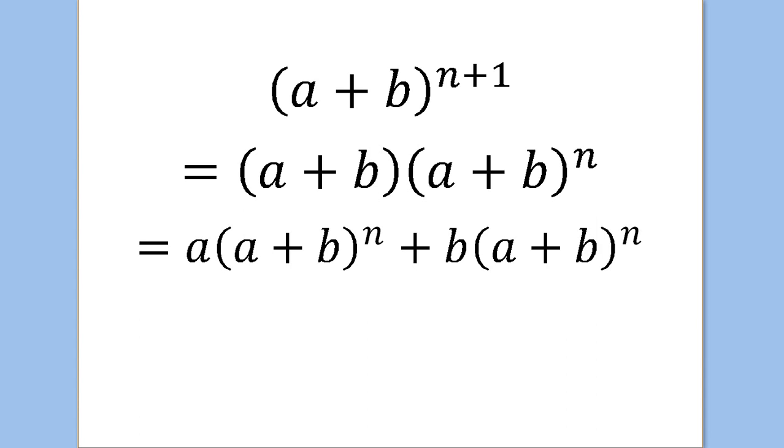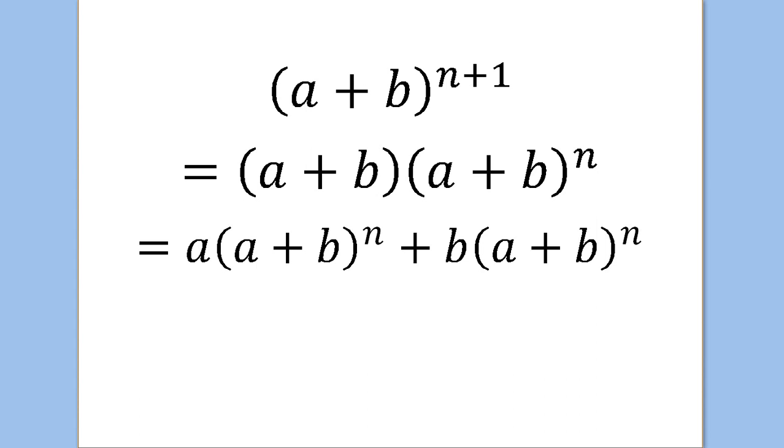So (a + b)^(n+1) is equal to (a + b) times (a + b)^n. Because a plus b is just (a + b) to the 1, so the bases are the same, multiplying, so we add the powers. So (a + b)^1 times (a + b)^n is (a + b)^(n+1). So we've just split it up into two numbers, and then we can split that again.